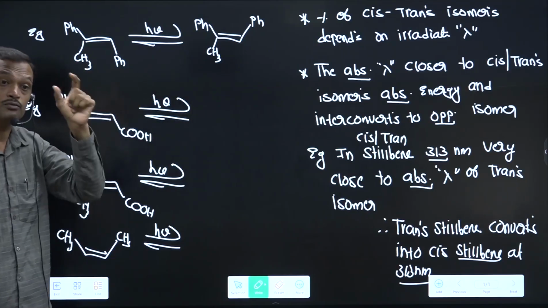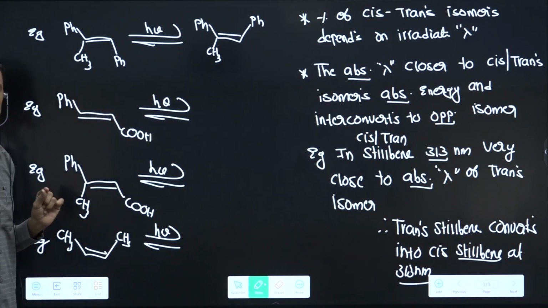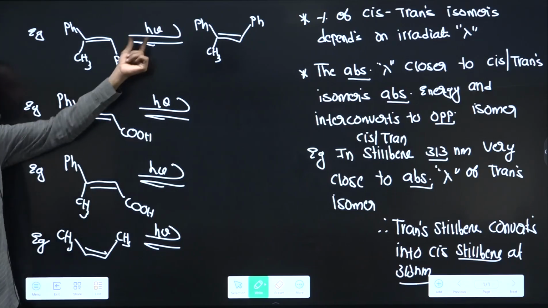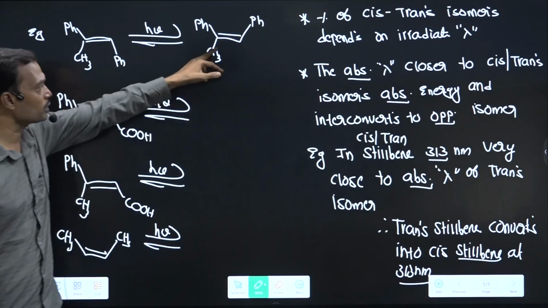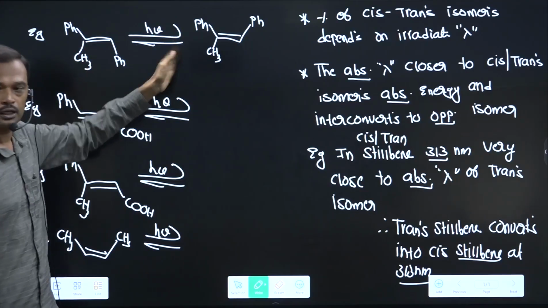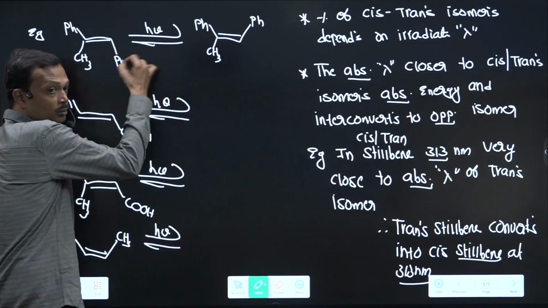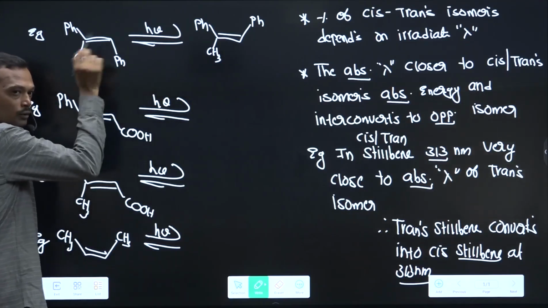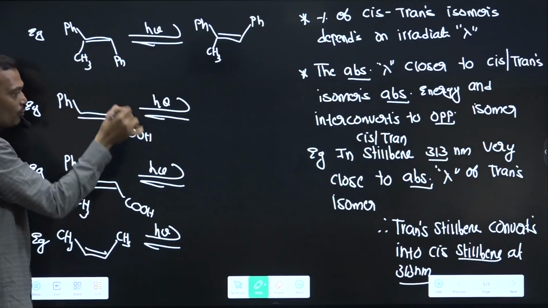But if the real wavelength is given, it is suitable only for one stereoisomer. Here light in one particular wavelength is suitable for this one, and we can convert left to right, right to left. If the wavelength is not mentioned, both can be interconverted. Both can be converted with a suitable absorbed wavelength. Clear? Will you write this?